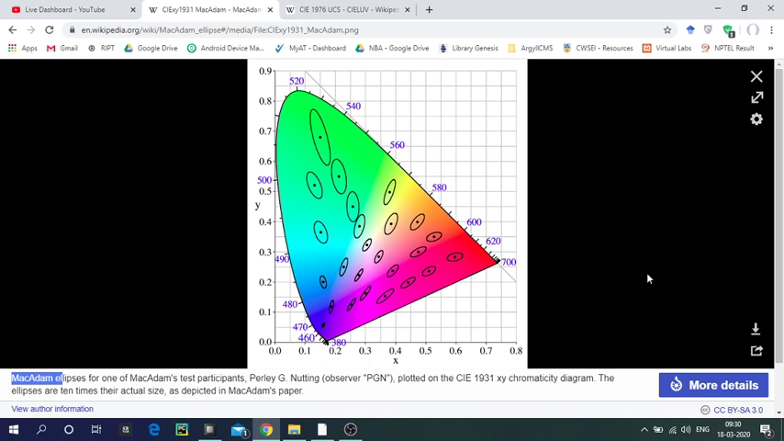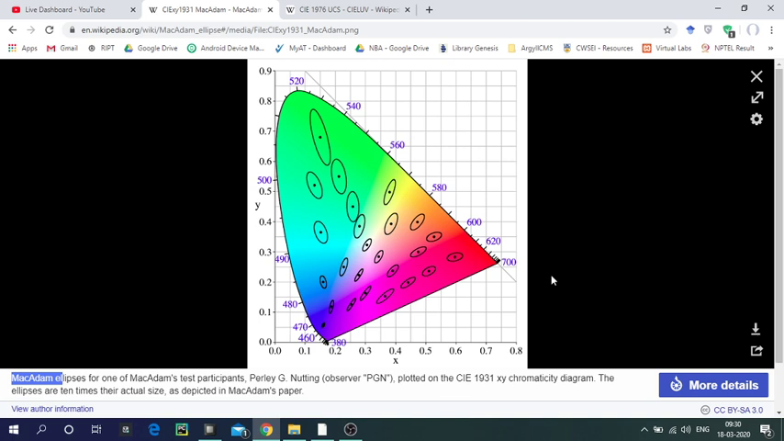So essentially what is happening is that the perceptual difference between colors, meaning the difference between colors that the human can perceive, is not uniformly spread out in this particular CIE diagram. The CIE is the chromaticity diagram. Now this is a second disadvantage of the CIE XY chromaticity diagram, right?